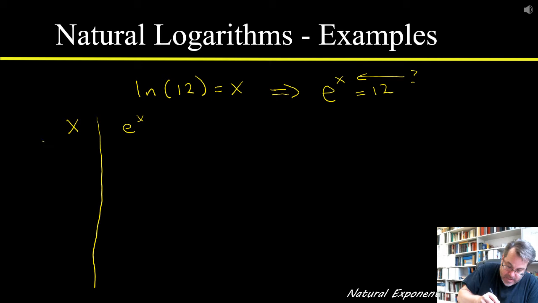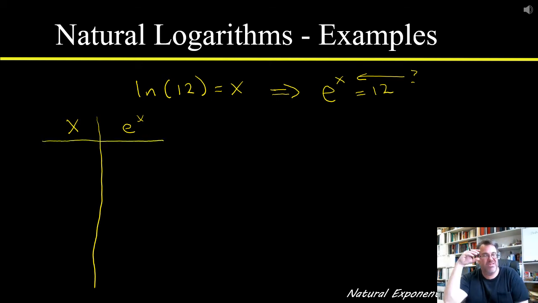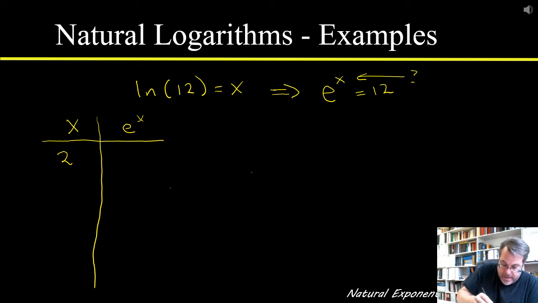e is 2.718, which is a little bit less than 3. 3 squared is 9, 3 cubed is 27. So maybe the answer is somewhere between 2 and 3. Let's try 2, for example. If we assume that x is 2, e to the x would be e squared. You put that in your calculator, and you get 7.389. Clearly, that's too low.